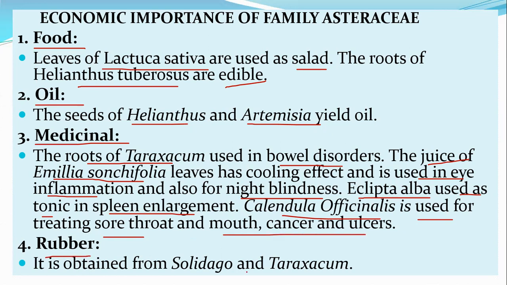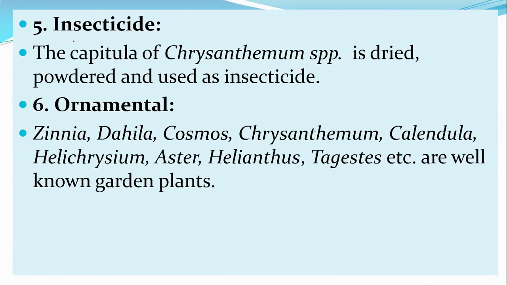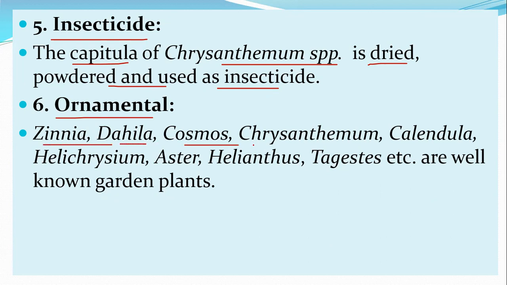In some plants, rubber is also extracted. Try to remember the names of the plants, Solidago, Taraxacum. From these plants, rubber is extracted. And some plant species are used as insecticide. The capitula of Chrysanthemum species are dried, powdered and used as insecticide. And some plants are cultivated as ornamental plants: Zinnia, Dahlia, Cosmos, Chrysanthemum, Calendula, Helichrysum, Aster, Helianthus, Tagetes. These are the plants cultivated as ornamental plants.